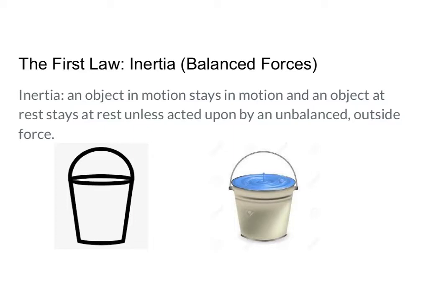So Newton came up with three key laws of motion, and in this video we're going to be talking about the first one. And the first one is known as the law of inertia, or the law of balanced forces. So the law of inertia says that an object in motion stays in motion, and an object at rest stays at rest, unless, and there's our key word here, right guys, unless acted upon by an unbalanced outside force.